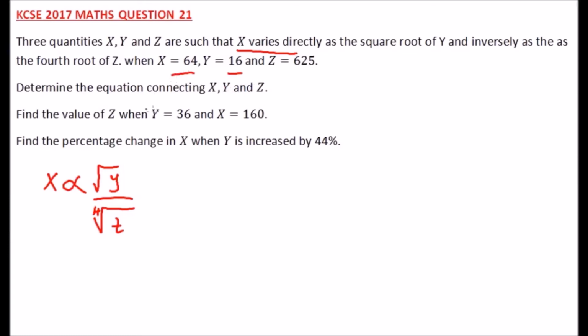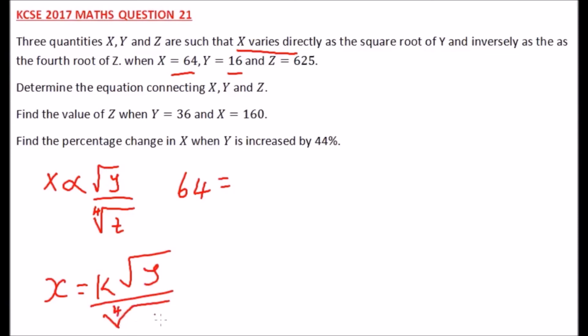So we say when x is 64, we need to write x is equal to k, the square root of y, divided by the fourth root of z. Then when x is equal to 64, it is equal to k, the square root of 16, divided by the fourth root of 625.